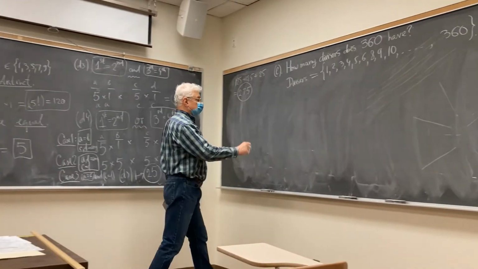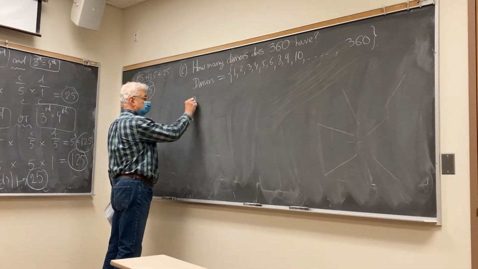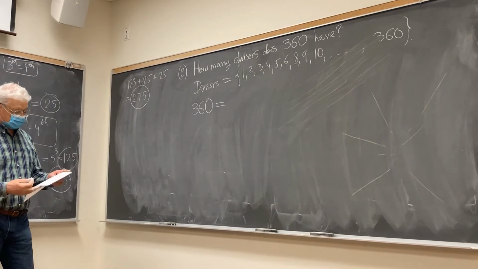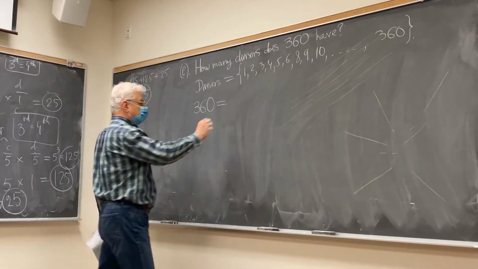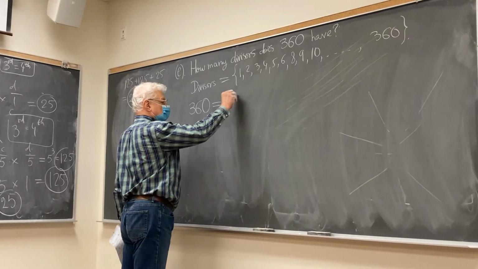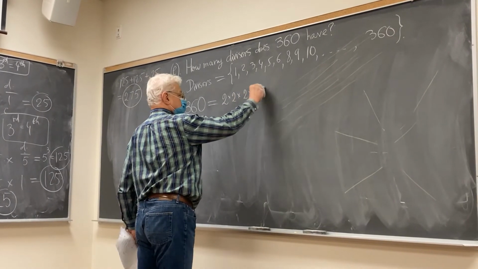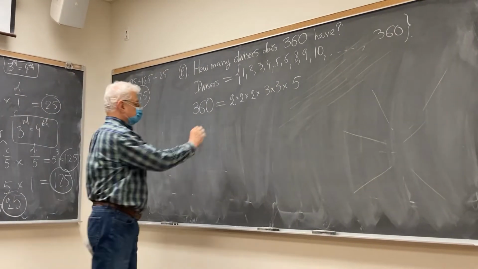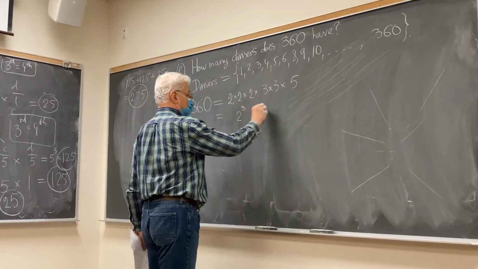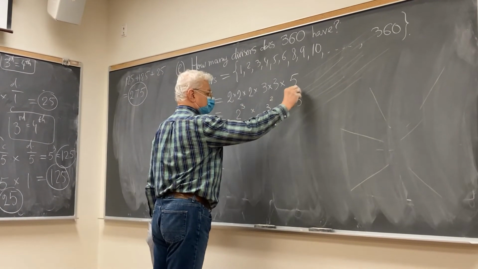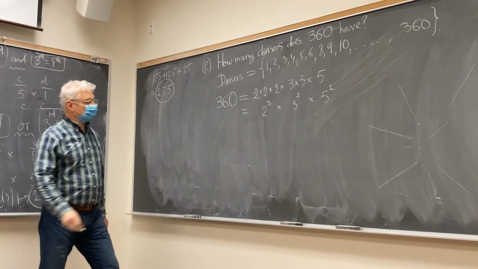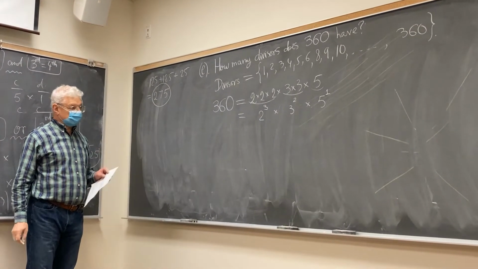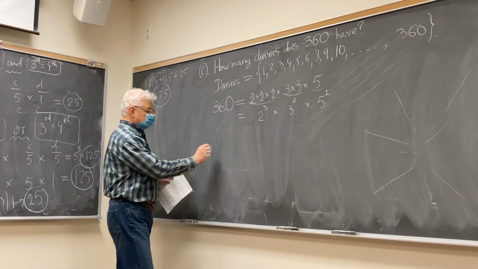So now let's look. First of all, what is 360? First represent it as a product of prime factors. It's actually 2 times 2 times 2 times 3 times 3 times 5, which is equal to 2 to the power 3 times 3 to the power 2 times 5 to the power 1. So we have 3 of those, 2 of those, and 1 of those. This is the given number. Now, what is a divisor?